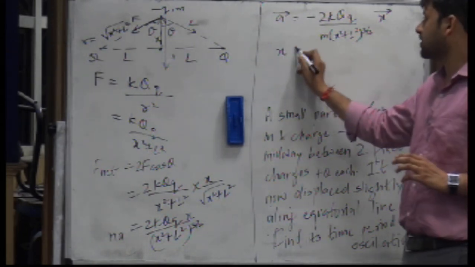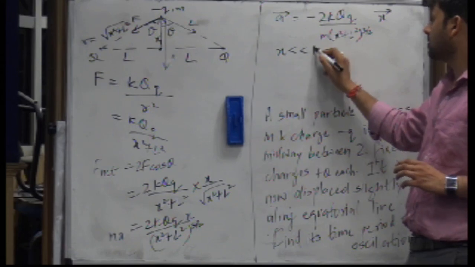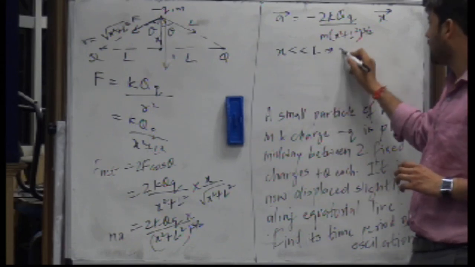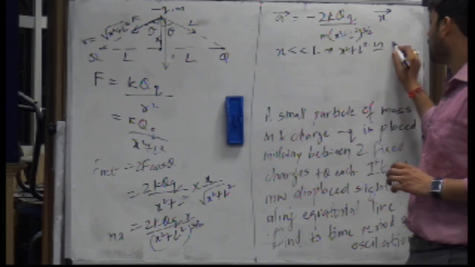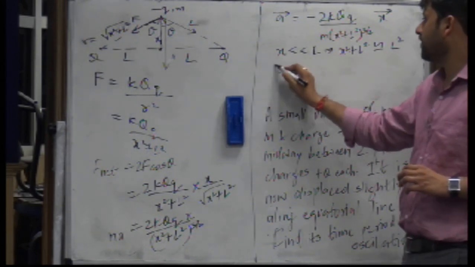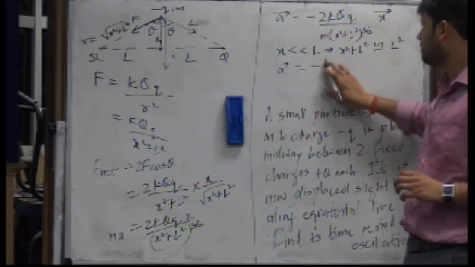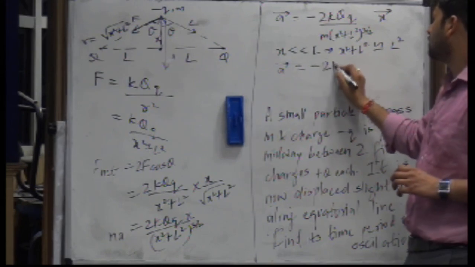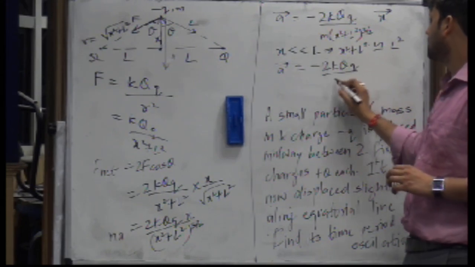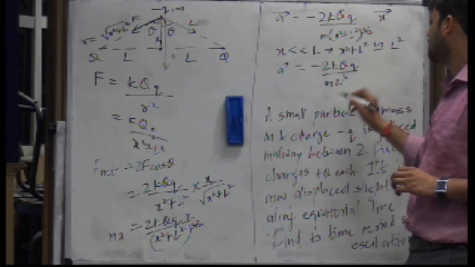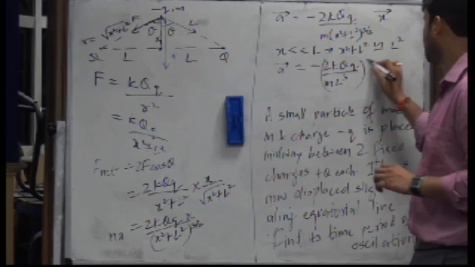Now you know x is very small compared to L, means x square plus L square is more or less L square. So A vector would be minus 2kqq upon m L cube into x vector.